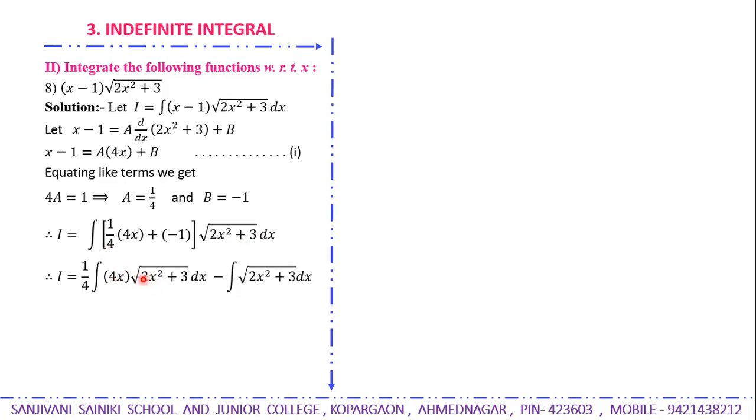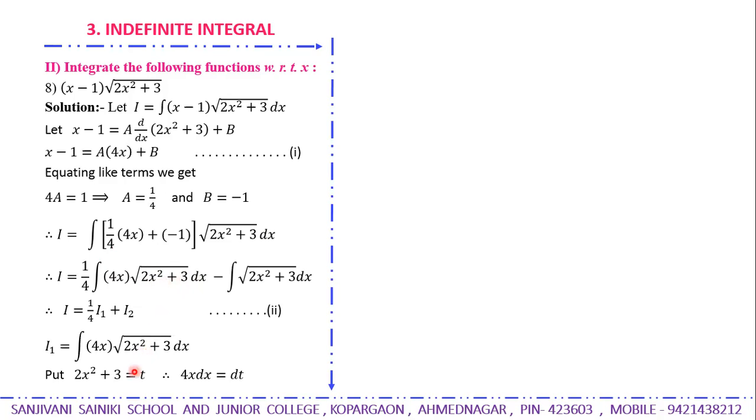Then here use the substitution. In the first integral we will use the substitution 2x square plus 3 is equal to t. So 4x dx is dt. So root t dt. Its integral is t raised to 3 by 2 upon 3 by 2, plus c1. So 2 by 3 in bracket 2x square plus 3 raised to 3 by 2, plus c1.